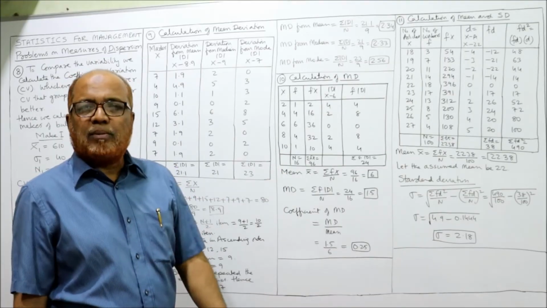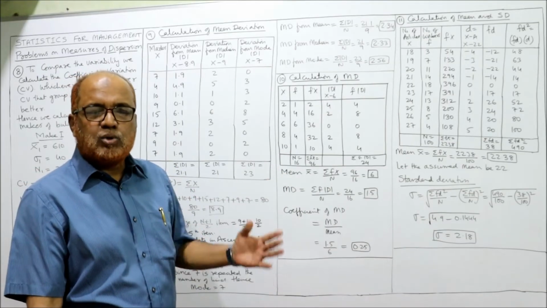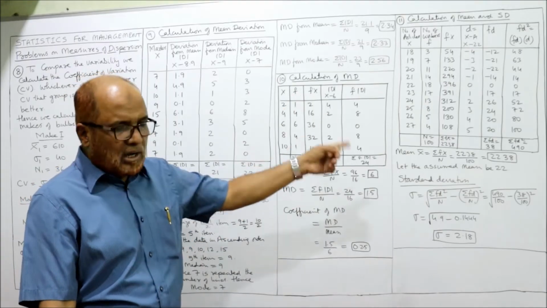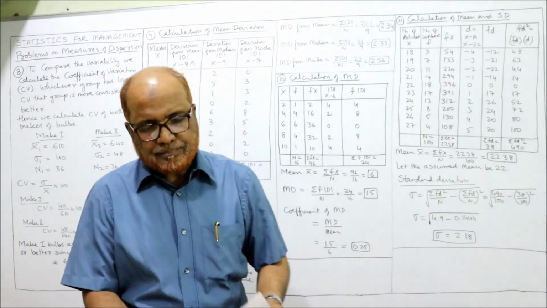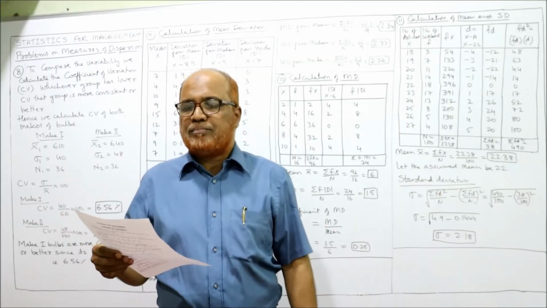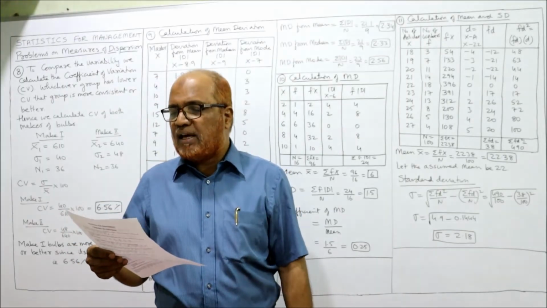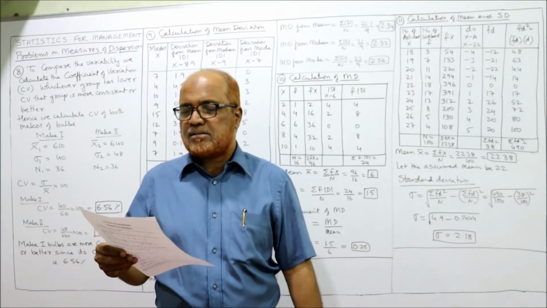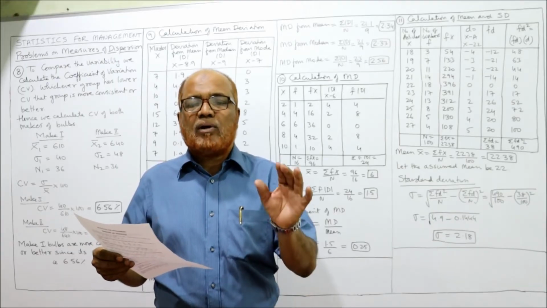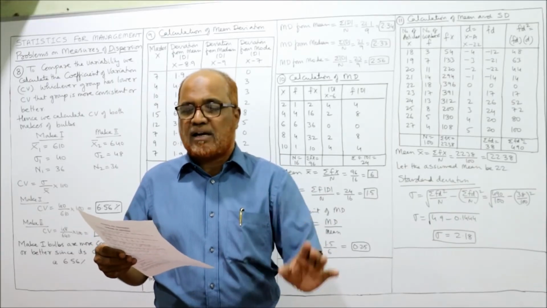This is the 10th problem. So we have done 2 problems on mean deviation. Now next, 11th problem. Find the mean value and standard deviation of daily output of finished articles. So here we are required to calculate the mean and standard deviation.